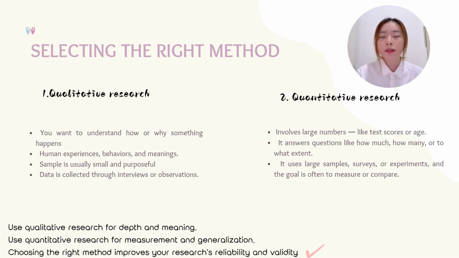And for quantitative research, this method is best when your research involves large numbers, like age or test scores. It answers questions like how much, how many, or to what extent. It uses large samples, surveys, or experiments, and the goal is often to measure and compare. For example, you might test whether the role-play method improves ESL students' academic performance by comparing the test results.